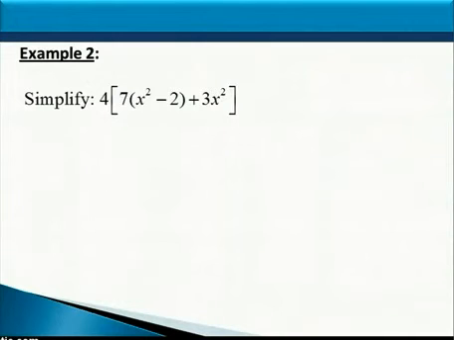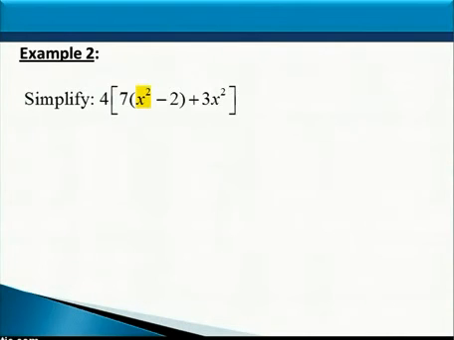Now let's look at an example that involves variables. We still need to follow the order of operations. So according to the order of operations, in this expression, we have parentheses and we have brackets. So we would need to do inside the innermost parentheses first. Well, inside the innermost parentheses, we have an exponent and we have subtraction.